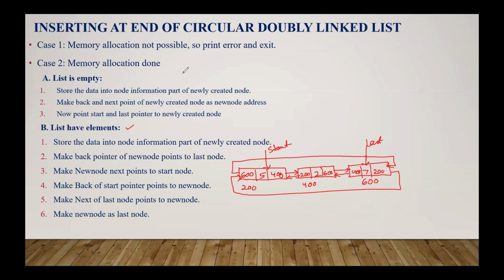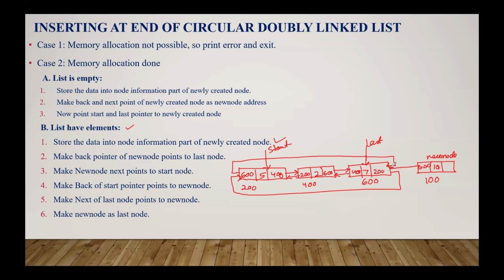So we have to insert. Before that, memory allocation is done. For example, we want to insert the value 10. Memory allocation is done, for example, at address 100. So we store the value 10 in the information part. Make the back pointer of the new node point to the last node. This is our new node. Back points to this one, which means store 600.